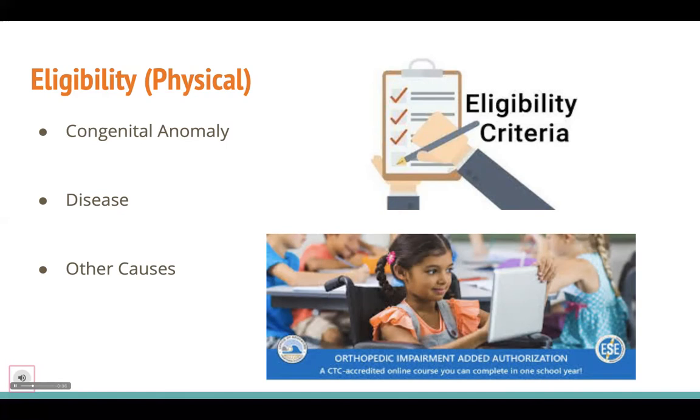There are three categories that go under the physical eligibility, one of which is congenital anomaly. An example of this would be clubfoot or the absence of some other member. The other category would be impairment of disease. An example of this would be something like bone tuberculosis. And the last category would be other causes. Some conditions that would fall under this are cerebral palsy, amputations, and fractures or burns that cause contractures.